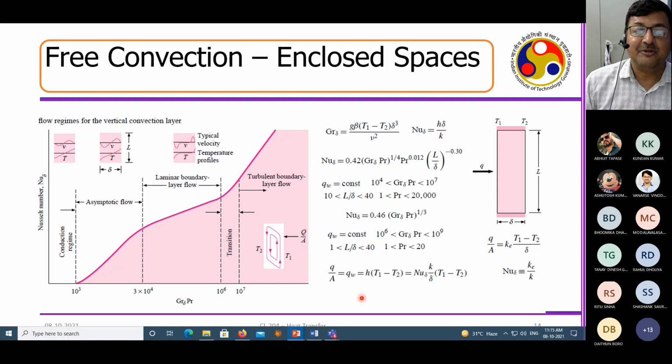Okay, but then you have to remember from the heat transfer perspective, the more turbulent the natural convection, the more the rate of heat transfer. So this is another aspect that you have to really worry about.